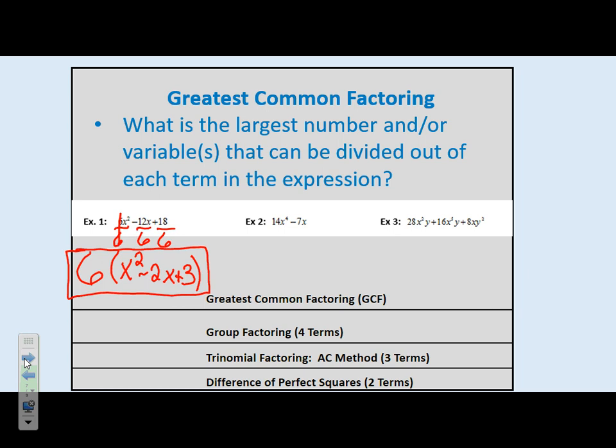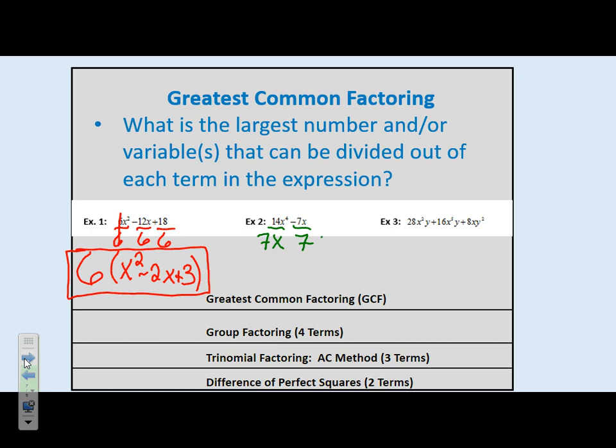All right, next problem, example number 2. First thing I'm going to look at, what number I can take out of both of these. So I have 14 and 7. So I can take a 7 out of both. So I'm going to put that down. Now I have x to the fourth and x. They both have an x. I can only take out the one that has the smallest exponent. So that's going to be my x to the first power.